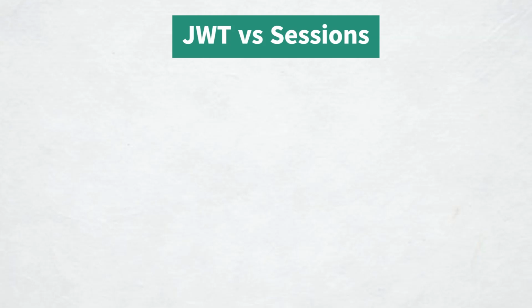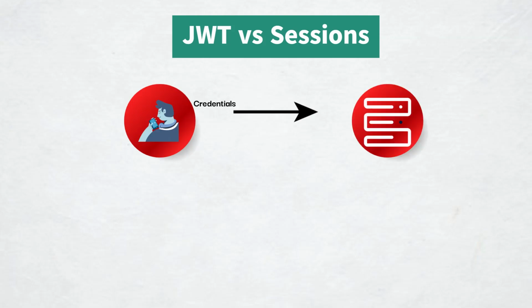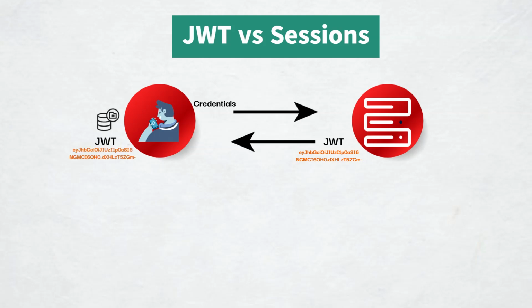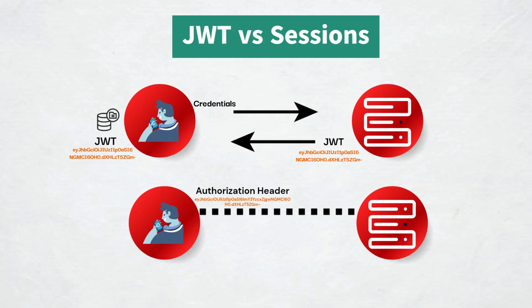But with JWT, when a user logs in, the server creates a JWT and sends it to the client. The client stores the token in the local storage or cookies. Now each time the user makes a request, the client sends the JWT in the authorization header. The server does not need to store any session data. It simply verifies the token signature. Now we have understood JWT, so let's dive into implementing it in our Django app.